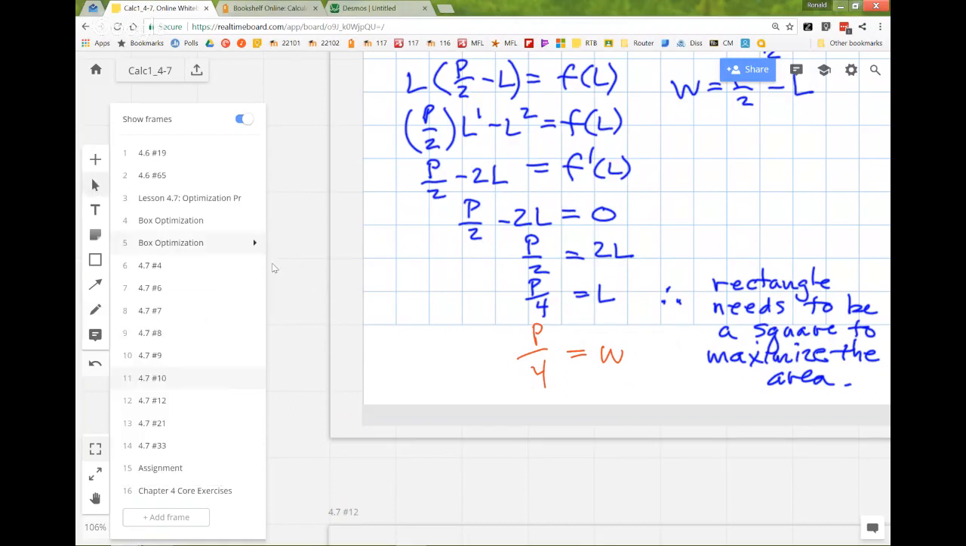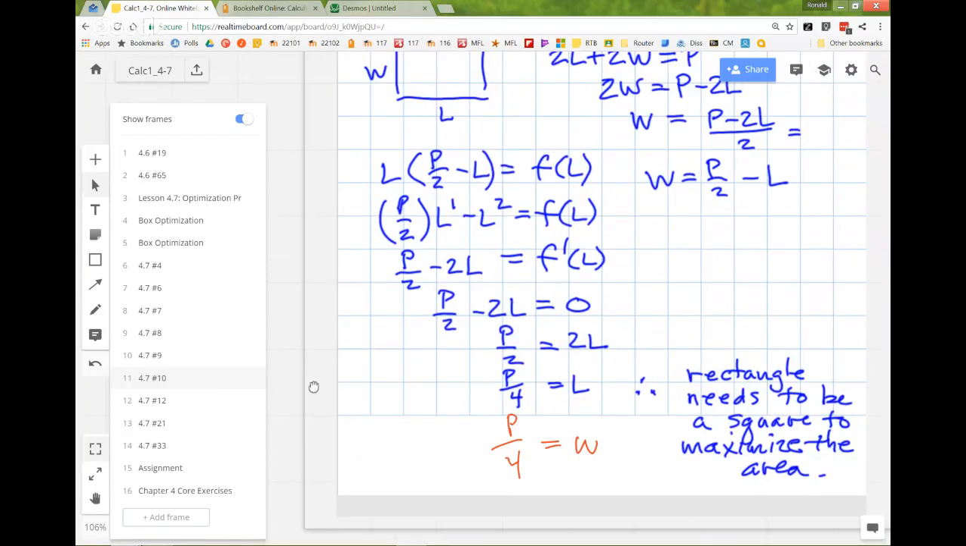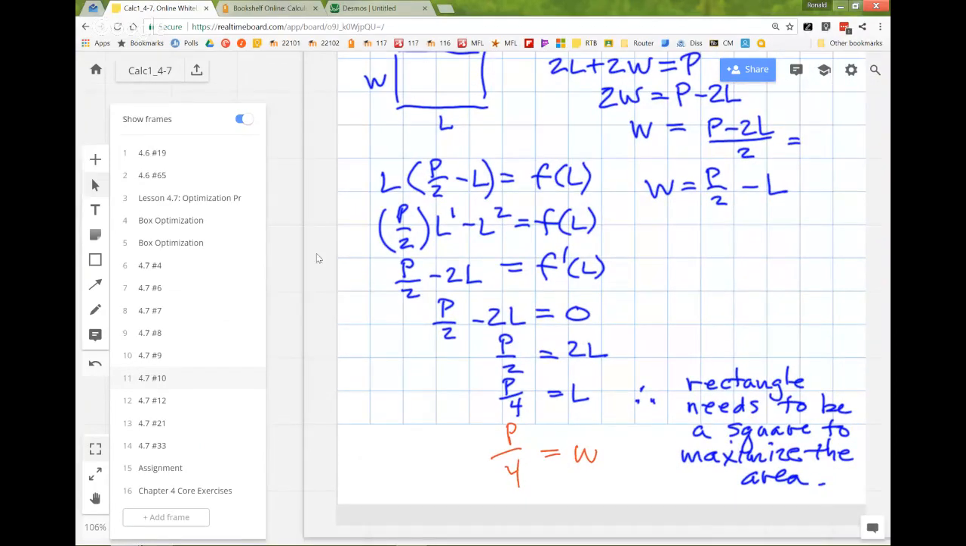So even though the problem didn't have a number for the perimeter, we were still able to do the problem and make sense out of it. Any questions? Let's go on to number 12.